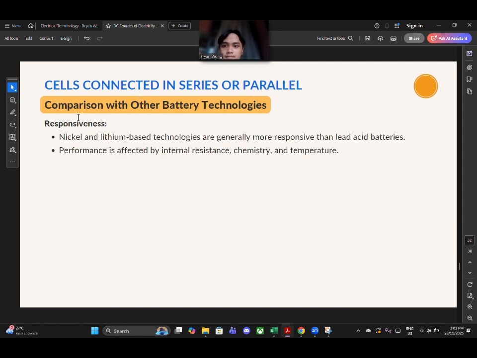So now I'm going to explain the comparison with other battery technologies. In terms of responsiveness, nickel and lithium based technologies are generally more responsive than lead acid batteries. Performance is affected by internal resistance, chemistry, and temperature.